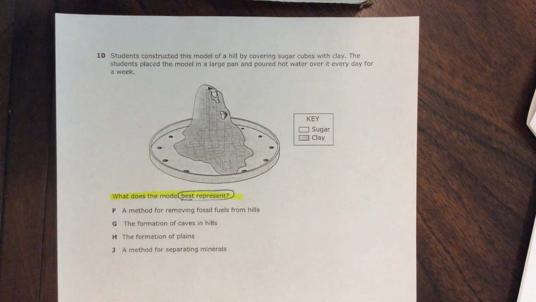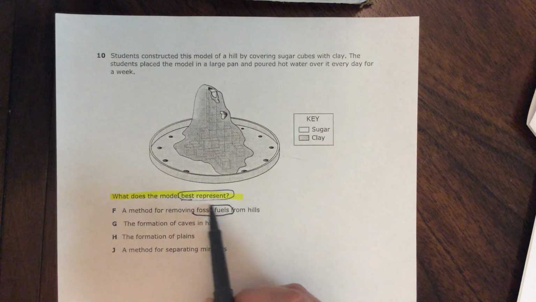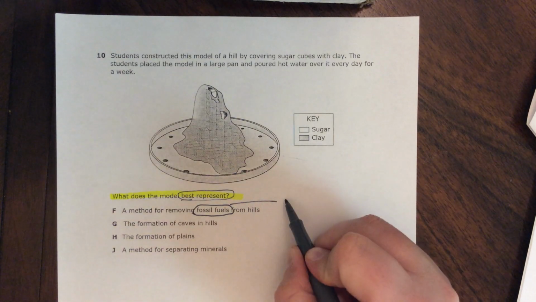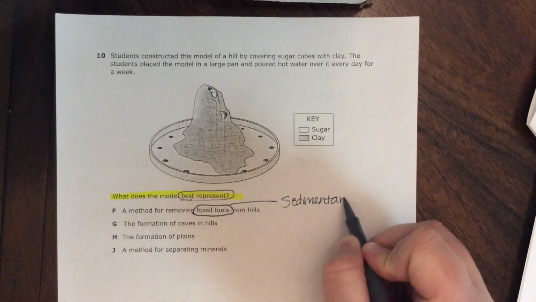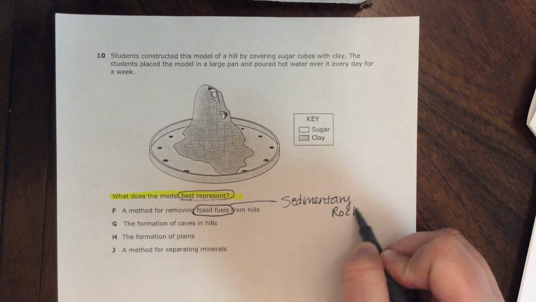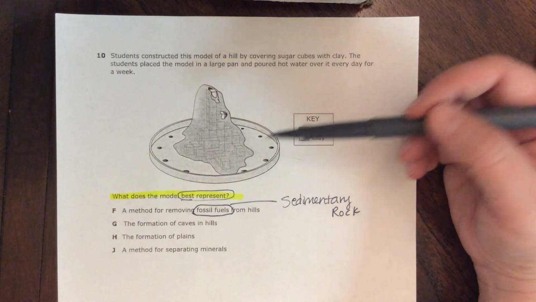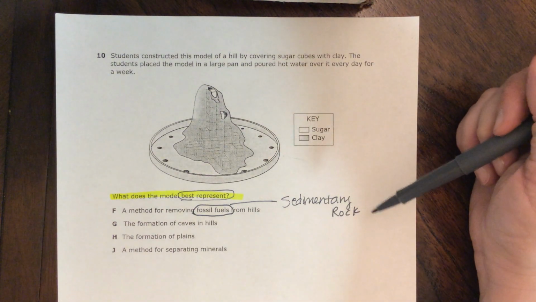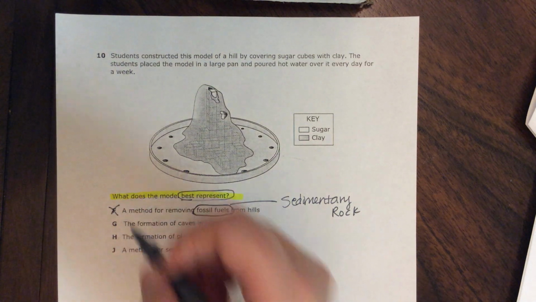So let's look at our answer choices. What does this model best represent? F, a method for removing fossil fuels from hills. First of all, fossil fuels, we know, coal, oil, natural gas, where do they come from? Not hills, but sedimentary rock, and you would have to show someone digging. That water running over it is not how you get fossil fuels. You have to dig and drill. So that is not correct.